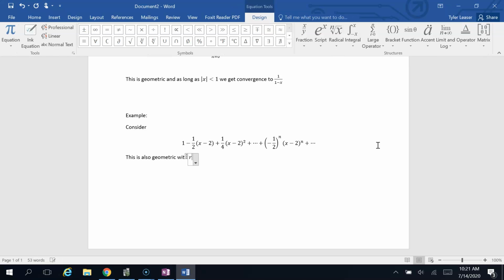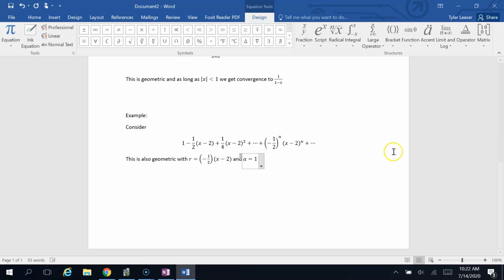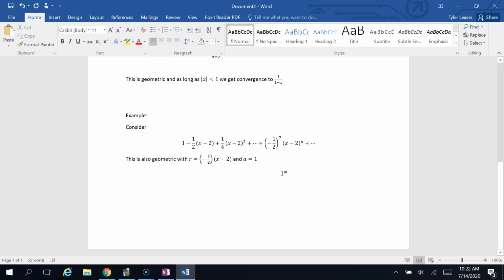So our r value is a little bit tricky for this one. Remember that for geometric series, the r value is whatever you multiply by each time. The thing that we're multiplying by each time is a -1/2, and we're multiplying by an x minus 2. So that's going to be our r value here. The a value is just 1, right? Don't forget for these geometric series, whatever the constant is out in front, that's going to be the a.